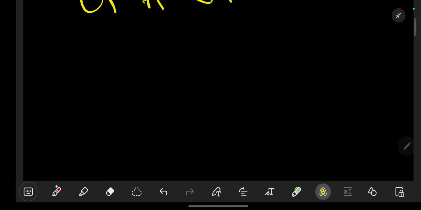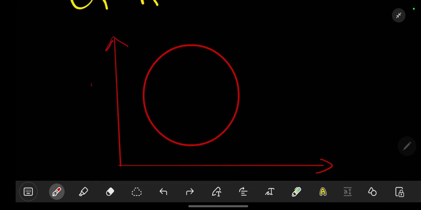Let's say we have a circle like that. This circle has a point P, and this point P has coordinates x and y.